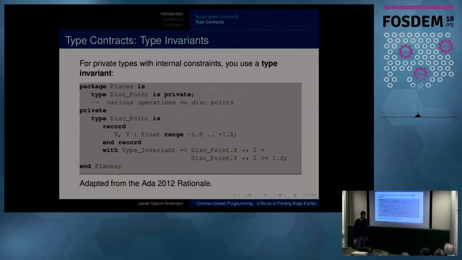And then equivalent to dynamic predicates, we have the concept of type invariants. They are just like dynamic predicates, except that they are for private types. And there are a few special cases about exactly where the compiler checks for them. But basically, if you have a type where the public view is just that there are some data inside, you don't need to care about what it is, then you can't put much of a constraint on the outside that makes sense. So if you need a constraint that relates to the internal data structure, then you have to put it on the private side, and then it's called a type invariant.